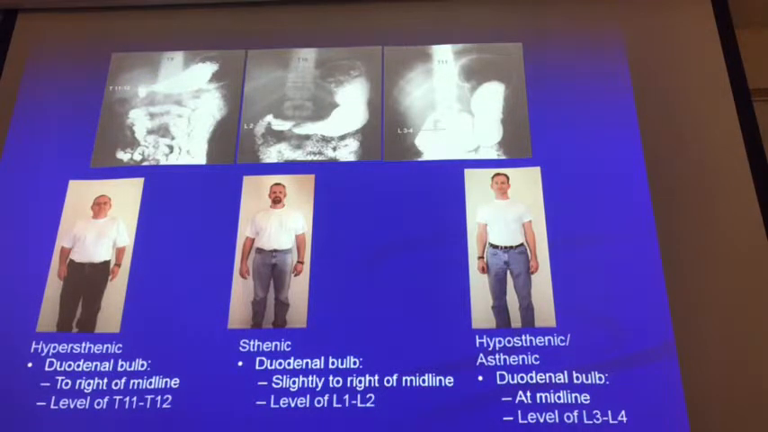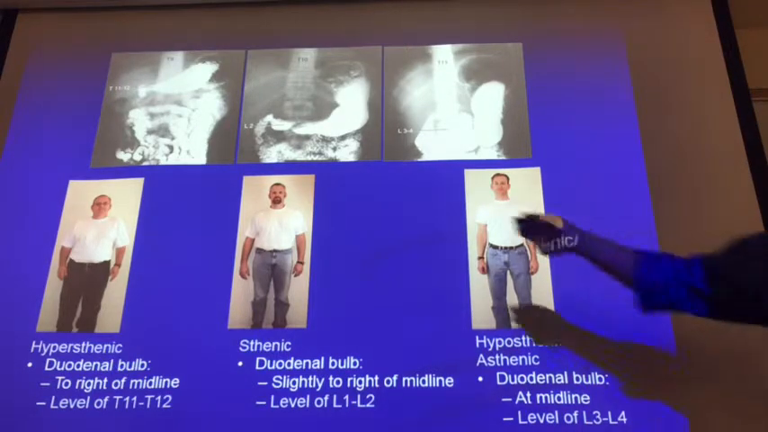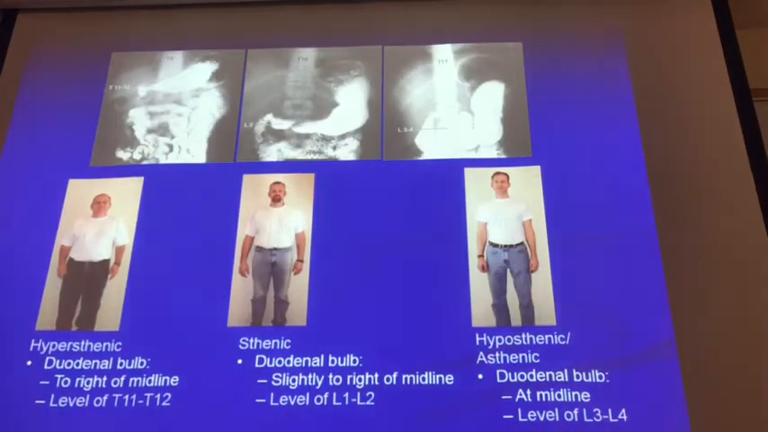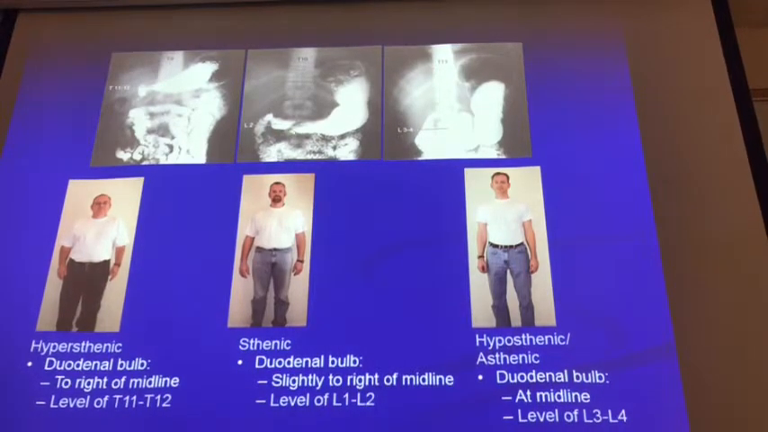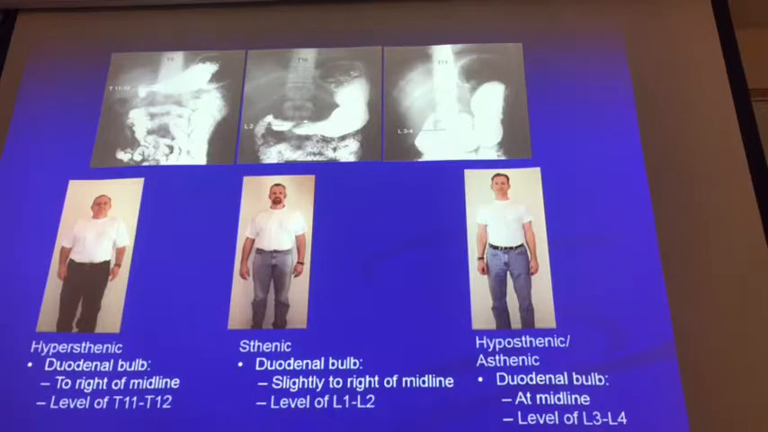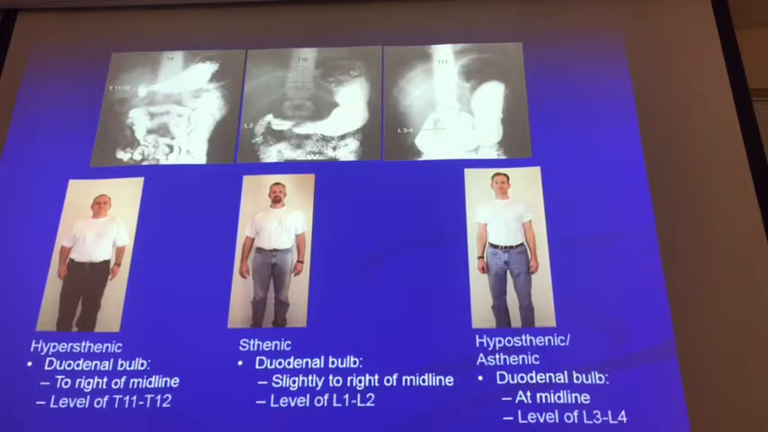Typically you'll find the pyloric antrum at the area of T11, T12, I'm sorry. And then on the stenic, the pylorus will be found around the level of L2. See T9 here, T10 here, where the fundus will be found. And the hypostenic is a little lower, maybe about an inch lower, at L3, L4.